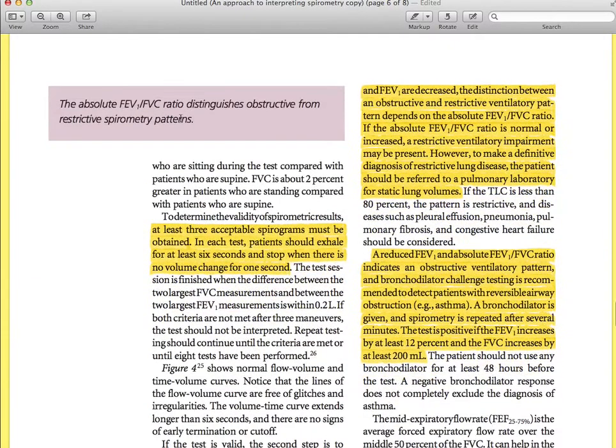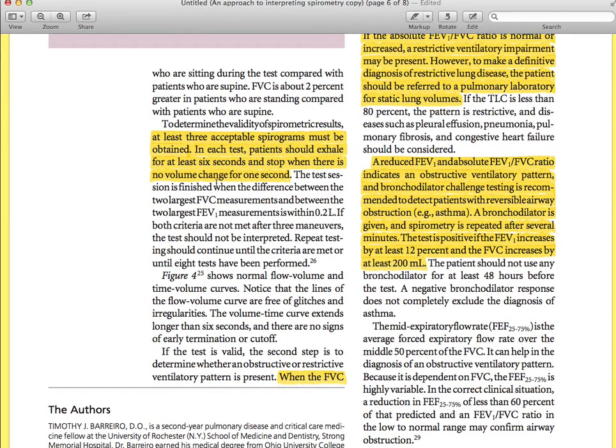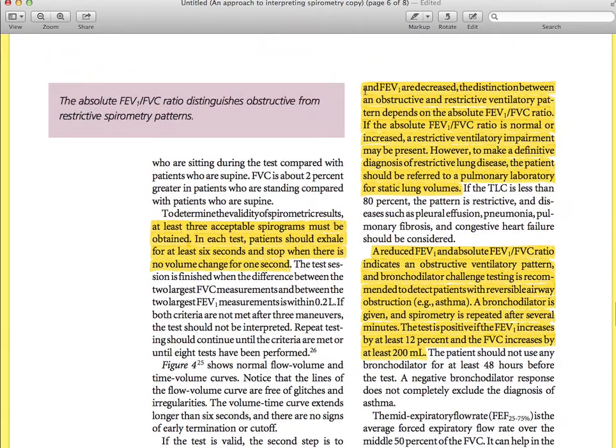If we go further in this document, there's a few things I wanted to point out. It's probably best at this point to start here. So when the FVC and the FEV1 are decreased, as they were in this patient, the distinction between an obstructive and restrictive ventilatory pattern, basically you look at the FEV1 FVC ratio if they're both decreased. And if the ratio is normal or increased, it's a restrictive pattern. And if it's decreased, it's an obstructive pattern.